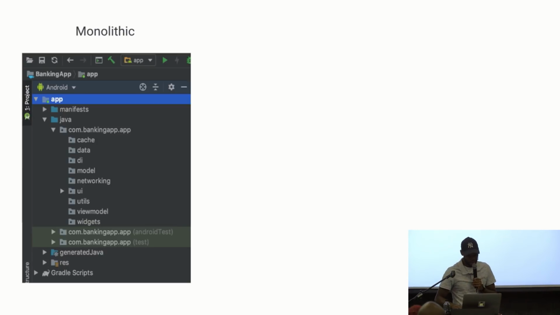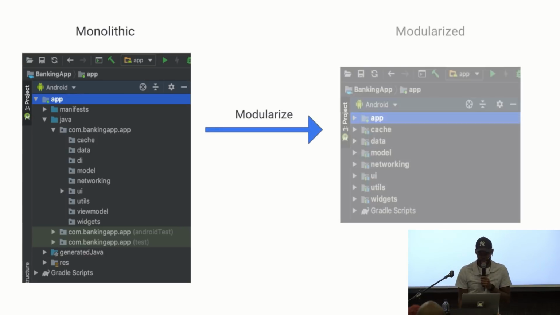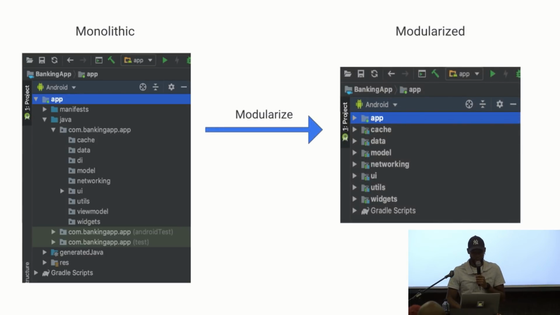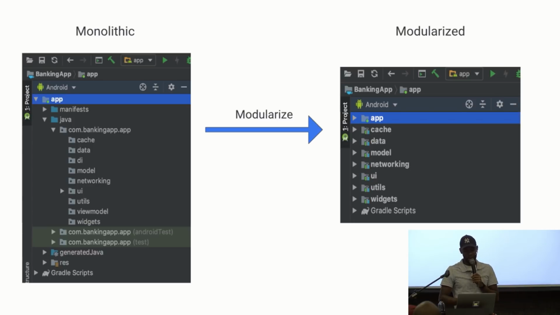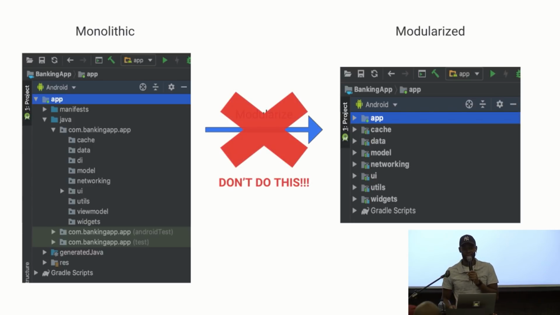Say, for instance, we have a monolithic app. A common thing to do would be to modularize it, and then you have a modularized app, right? Whereby your cache package has turned into your cache module, your data package is turned into a data module, your model package, and so on, right? And there you have it. Then you just use those as dependencies on the application module, or the base module rather, right? So don't do this.